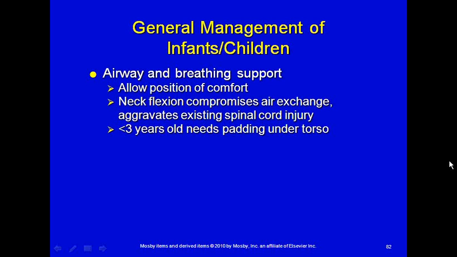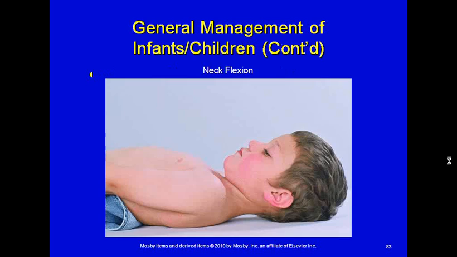flexion, whether it's hyperextended or hyperflexed, either one of those situations will compromise the airway. It also will aggravate a spinal cord injury. Those pediatric patients less than 3 years old may need padding under their torso.